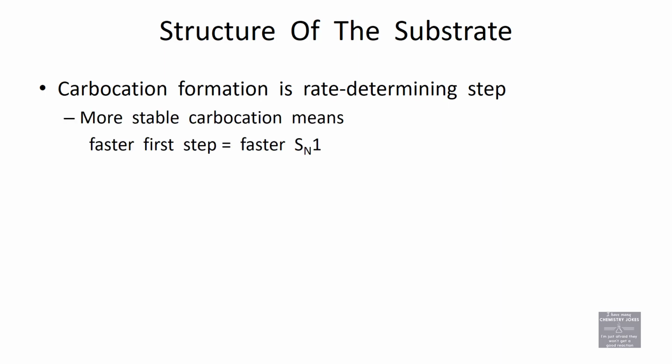More stable carbocation means faster first step, means faster Sn1 overall. So that makes tertiary better than secondary, better than primary, better than methyl, because it's about carbocation stability. That means a tertiary alkyl halide reacts faster in an Sn1 than a secondary alkyl halide does in an Sn1. We're not going to make any methyl carbocations. We might see primary, but it's really pretty rare.